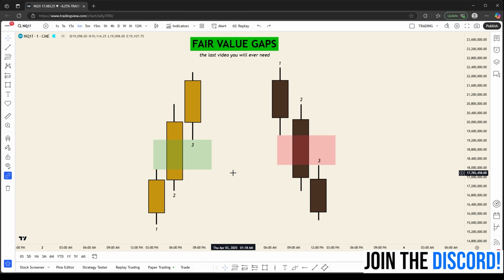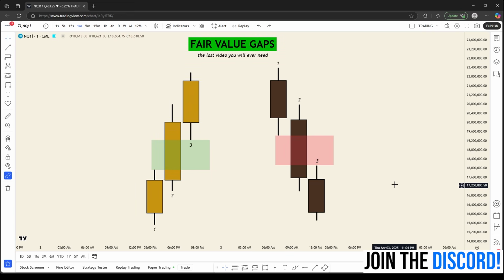Now, there's a lot to fair value gaps. There's not a lot to defining them, but there's a lot to them. And there's different levels inside of them. Those levels have different meanings. There's times where you can anticipate a fair value gap staying open versus getting traded into. And there's even situations where you're going to mark them differently. But first, let's talk about bearish fair value gaps because it's the same thing.